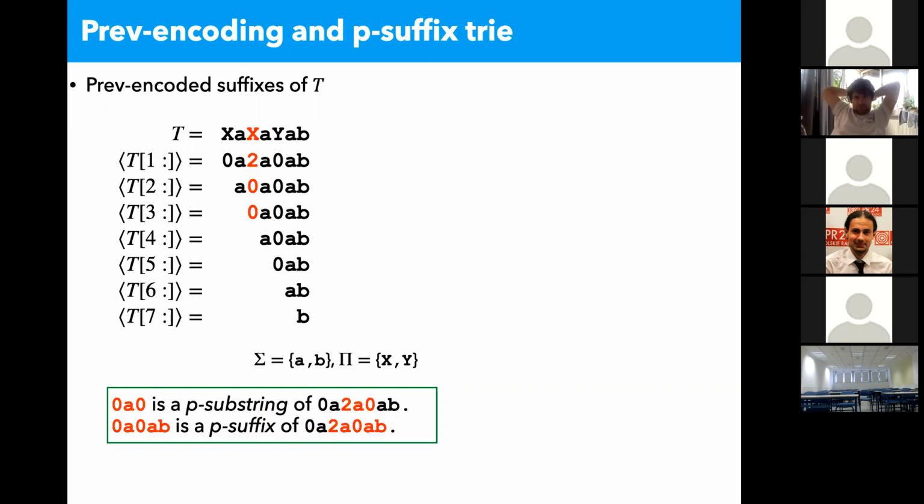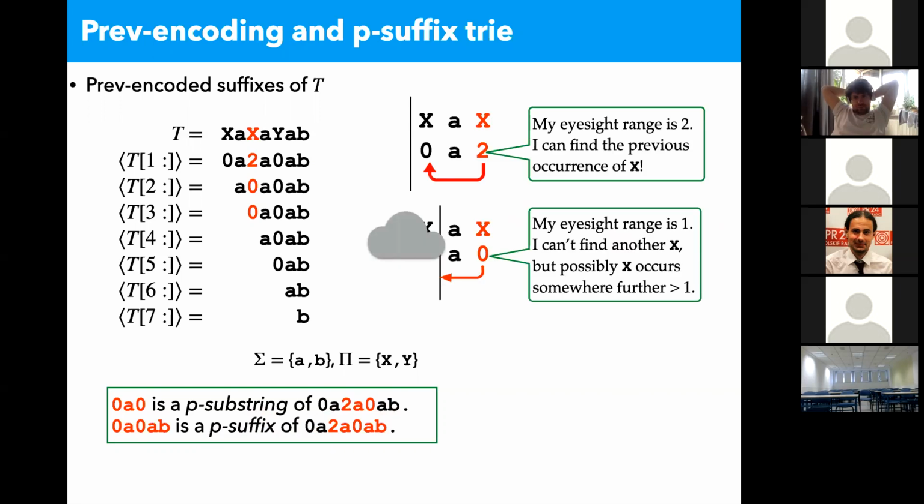We remark that usually 0 is smaller than positive integers, of course. But intuition about 0 in the prev encoding is rather the opposite. 0 may be understood as a big integer, bigger than our eyesight range. We use 0 when we cannot find the same parameter in our eyesight when looking back at the prefix we have read so far. The same parameter might occur somewhere beyond our eyesight or infinitely far before. That's the meaning of 0. So the meaning of 0 depends on the context you have. Okay, this is a delicate issue when handling parameterized strings.